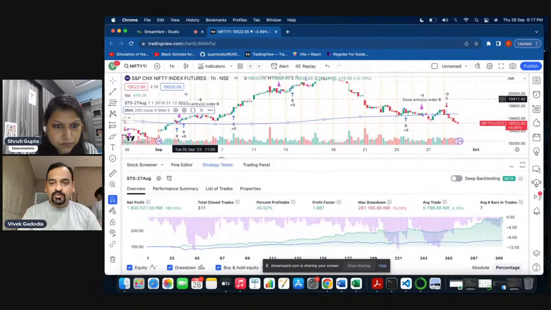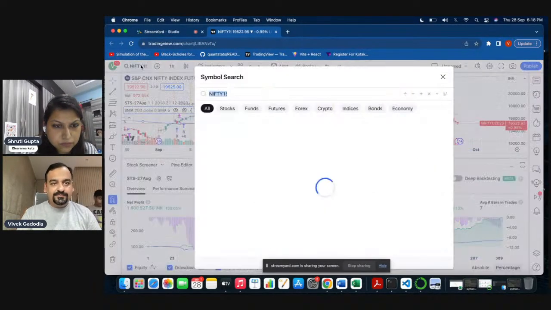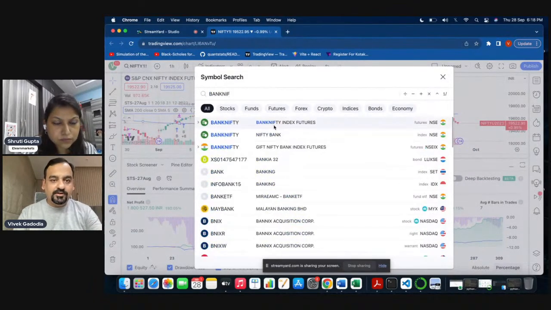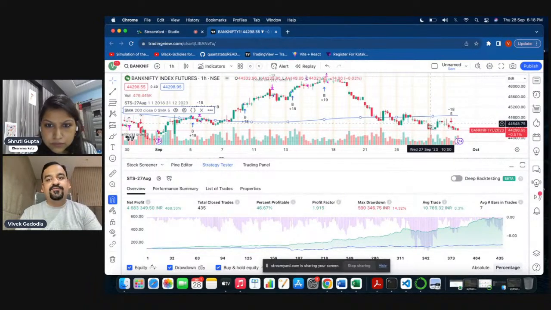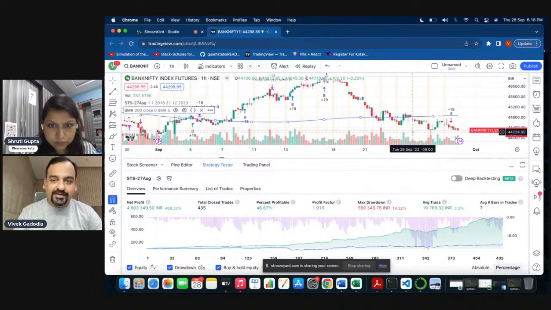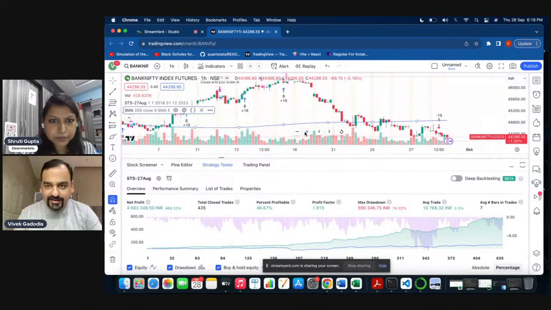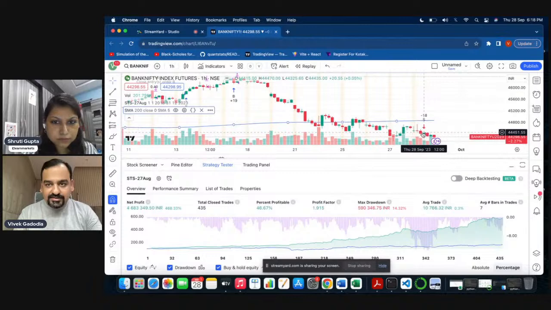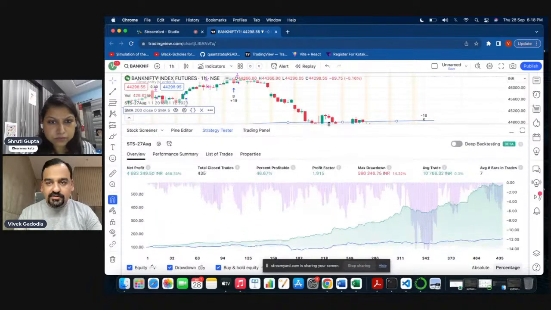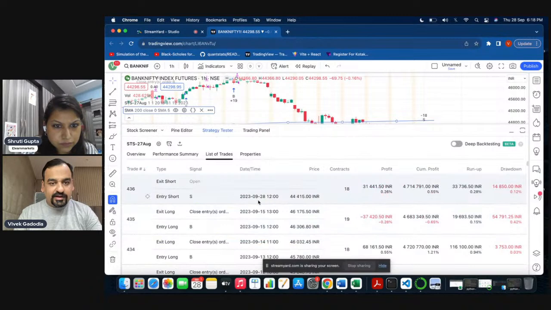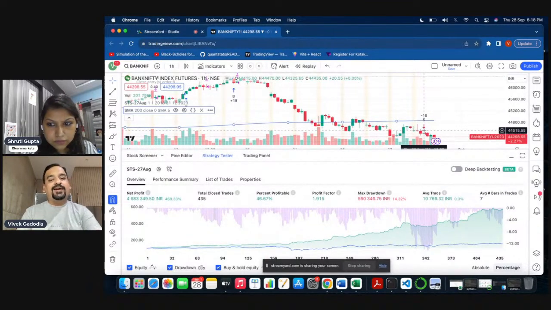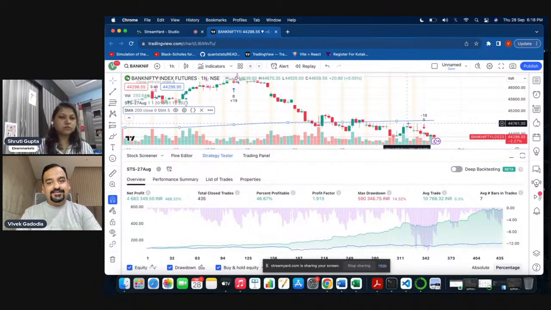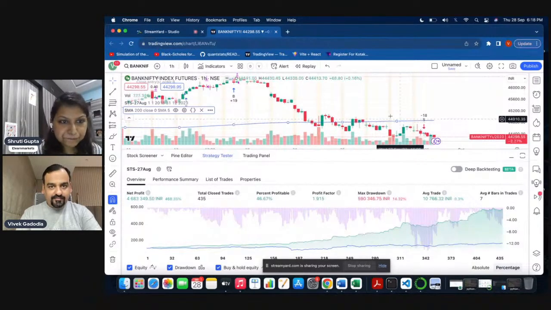If you go into Bank Nifty, even yesterday Bank Nifty was below the 200 hour, so it was bearish only, and today we have got a sell at 12 o'clock. So both Nifty and Bank Nifty on the system have got sell trades today.